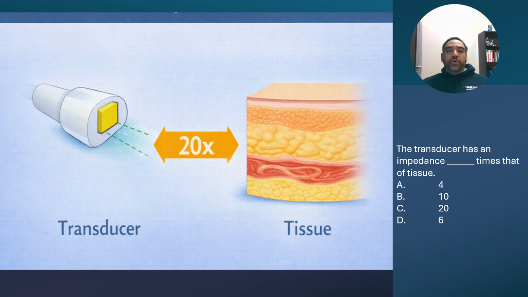So a good memory trick: tissue is about 1.5, crystal is about 30. Again, 30 divided by 1.5 is 20. So just remember that, and you're always going to do fine on a question like this.